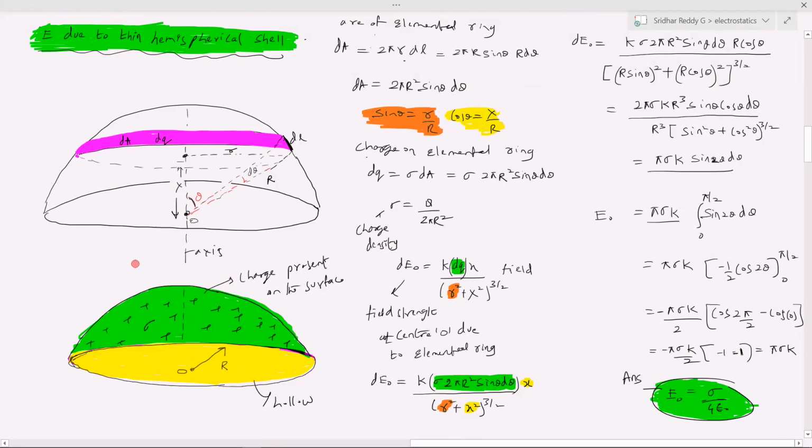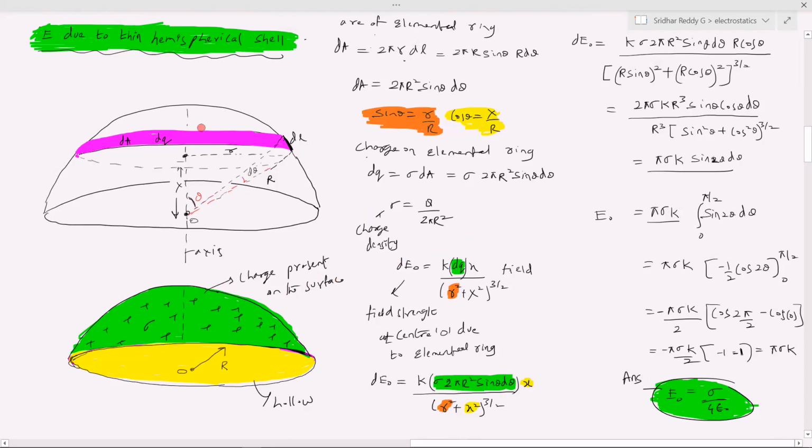Okay, come for this one. Now, what is the method here? Where the charge is present on the surface. So what do we write? Charge density sigma equal to Q by 2 pi r square. What is the surface area of hemisphere? 2 pi r square. Charge is present only on the outer surface.